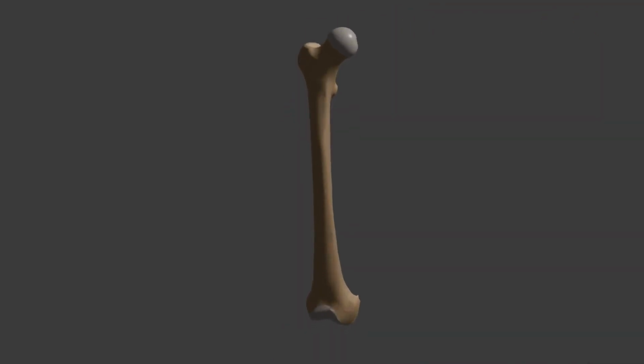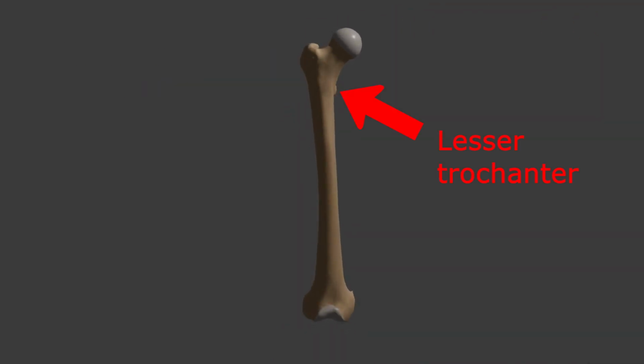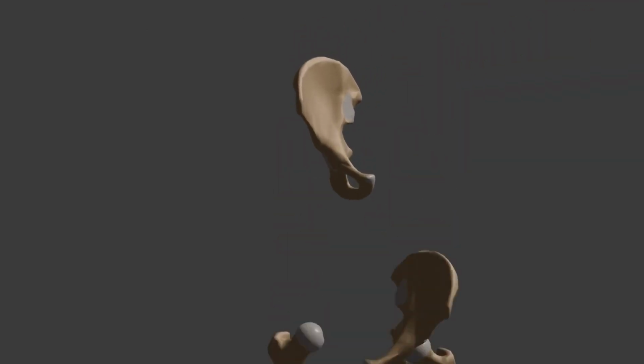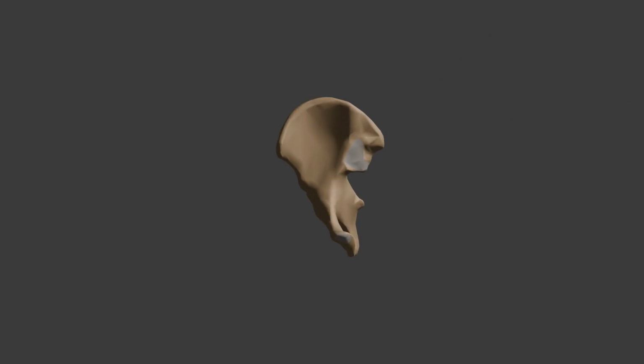We focus on the greater trochanter, lesser trochanter, head of femur, and the neck of femur. And then for the pelvic girdle, there are several more to consider, such as the anterior superior iliac spine, which can be shortened to the ASIS. Then you have the posterior superior iliac spine, or PSIS. This is commonly referred to as the small of the back.